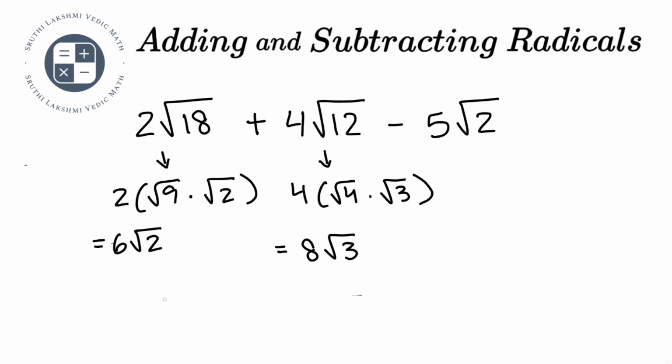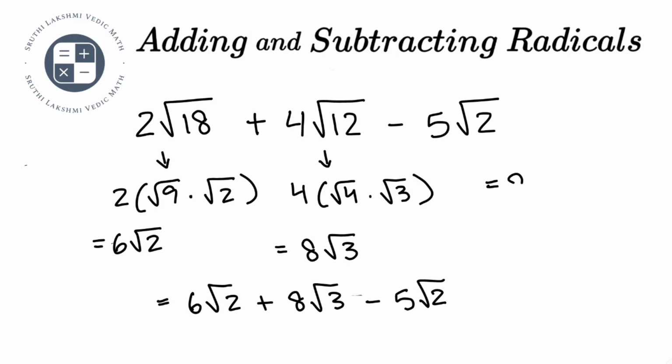Now, let's add and subtract. So 6 root 2 plus 8 root 3 minus 5 root 2. The like terms here are 6 root 2 and negative 5 root 2. 6 minus 5 equals 1, so that means just root 2. So we would have 8 root 3 plus root 2.